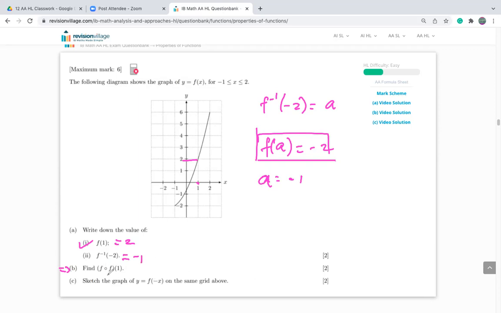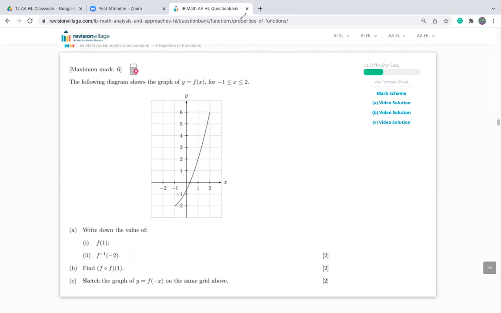Now f of f of 1. So already I found out f of 1, which is nothing but 2. And now I have to find out f of 2 basically. So f of 2, if you look at the graph, is nothing but 6. And the last part is to sketch the graph of f of minus x, which is basically reflection across the y-axis. So you're just going to reflect your graph across the y-axis like this. That's your f of minus x graph. So this is more or less a question based on the analytical skill in standard level.